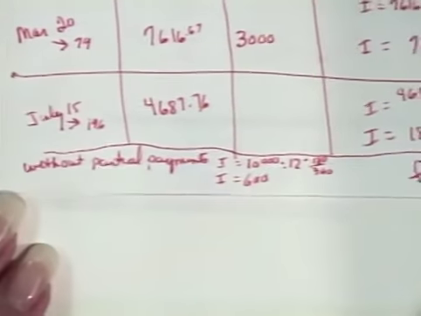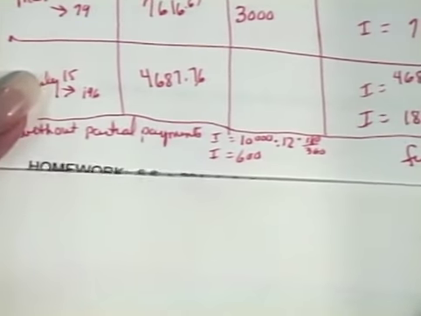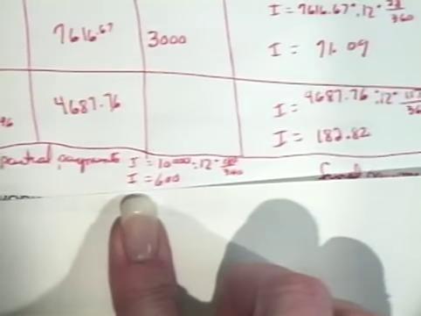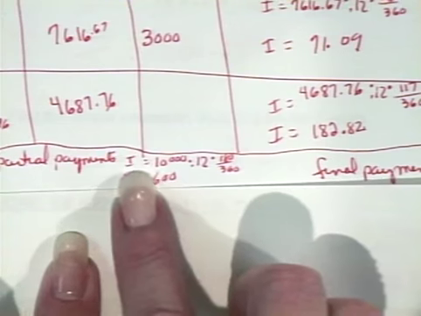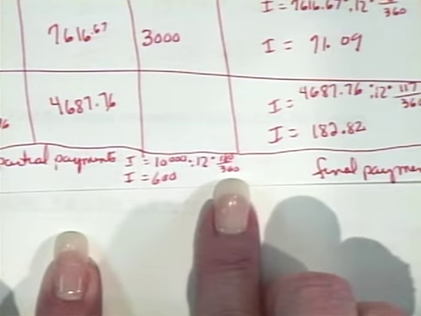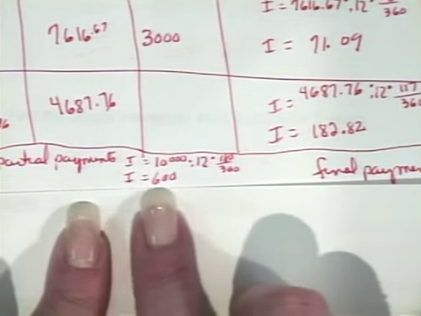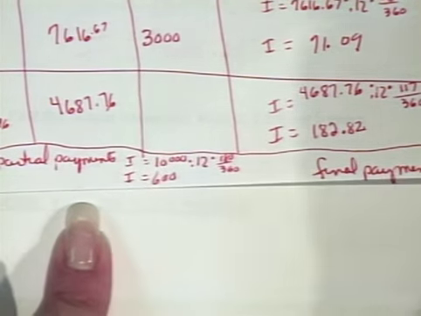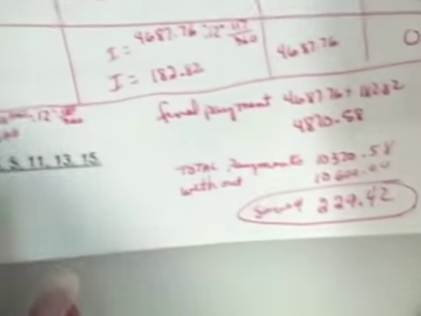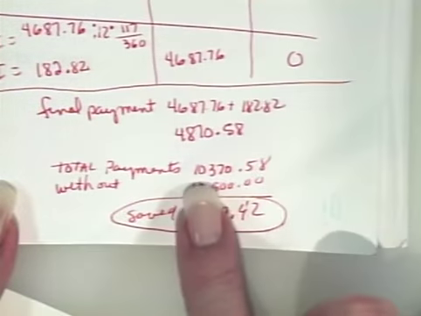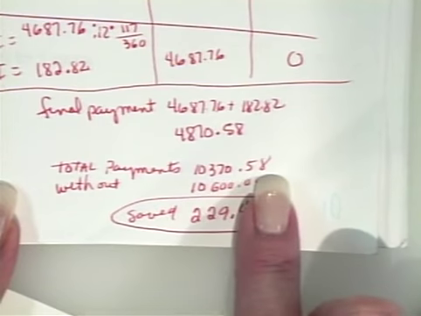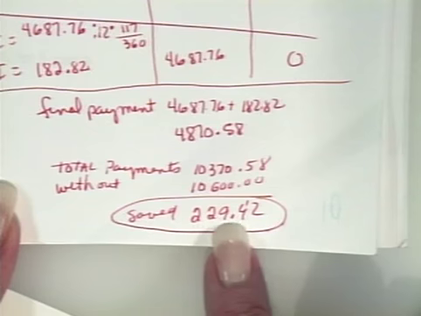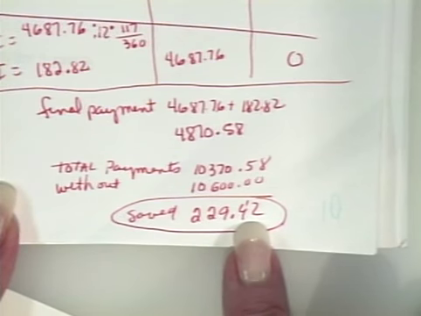Without partial payments, you would have used, something's in the way here, just a minute. Without partial payments, I would have been 10,000 times 12% times 180 over 360. Without partial payments, she would have owed $600 worth of interest. She would have paid back $10,600. Instead, she paid back $10,370.58. So she saved a total of $229.42 by making partial payments.